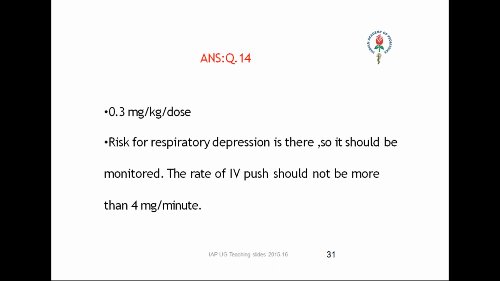Uses are in status epilepticus and febrile seizures. We can even use this as an anxiolytic for sedation, as a muscle relaxant, and as a pre-anesthetic medication. Per rectally, the dose is the same, 0.3 mg per kg per dose. Usually we give it through a flexible tube. In status epilepticus, we prefer IV or rectal diazepam. Drowsiness and sedation are side effects, along with hypotension and respiratory depression. Sometimes a rare side effect is ataxia.